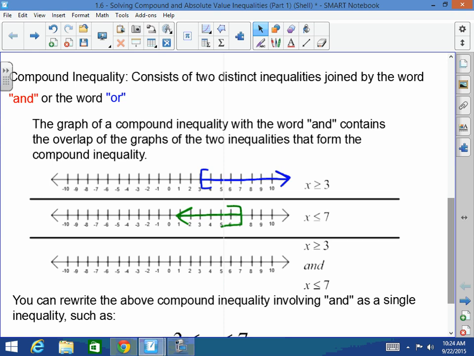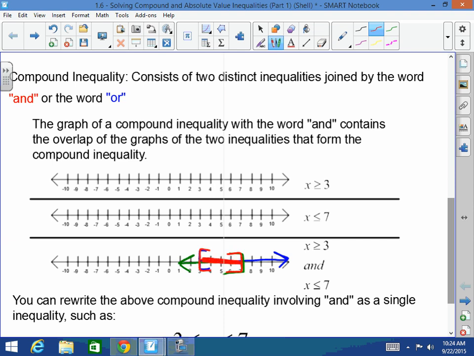So when I look at x is greater than or equal to 3 and x is less than or equal to 7, what's happening is I'm taking my x is greater than or equal to 3 and I'm combining it with my x is less than or equal to 7. And guess what? You have this intersection right here. And that is an intersection. They intersect where? Between 3 and 7.